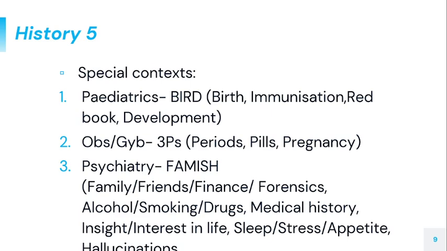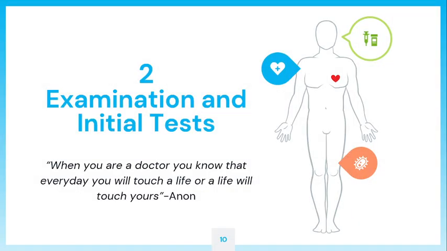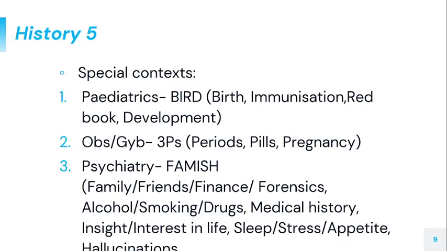In psychiatry, there's FAMISH. F stands for four Fs, basically family, friends, finances, forensics. Have they ever had any run-ins with the police or law enforcement authorities? A is for alcohol and drugs and smoking. M, medical history. I is for insight and interest in life. S is for sleep, stress, and appetite. H is for hallucination or thought disorders. So anything that points towards psychosis, thought insertion, thought broadcasting, and all those psychiatric things. So that is just a special mention for those special contexts.